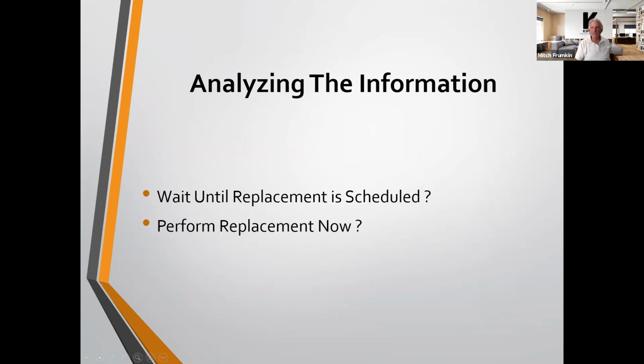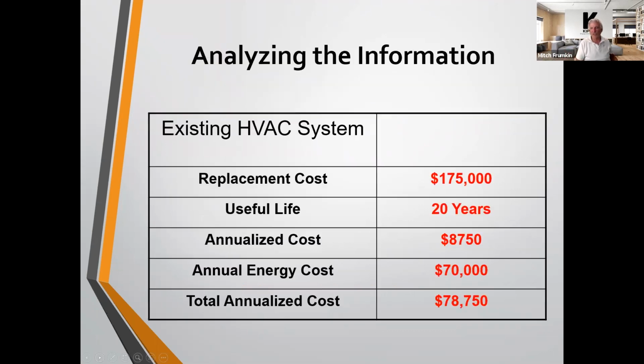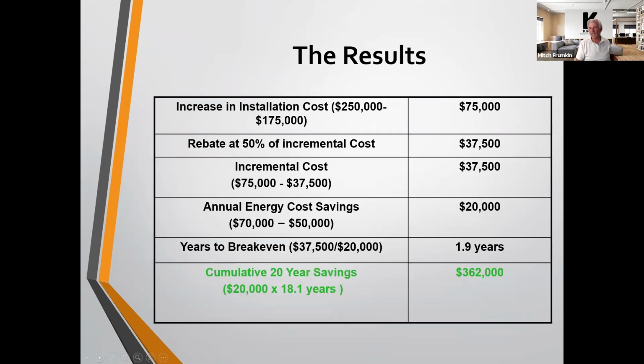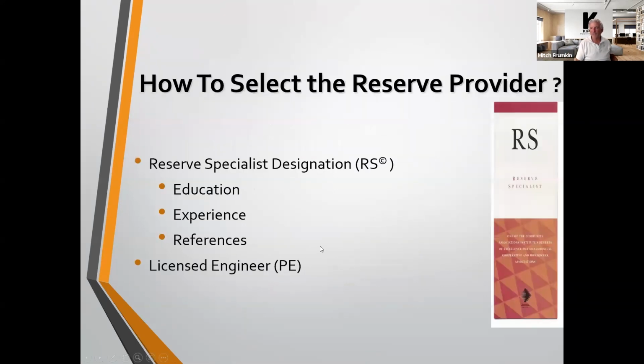So once you get this information, let's say it says replace your air conditioning system in 3 years with a high efficiency air conditioning unit. You may decide to replace it now because the break-even period is 3 years and you don't want to wait until the future to do it. This is just an example of an air conditioning system, HVAC. It's essentially what I just said. In this case, by going high efficiency, even though it costs more, you're saving $362,000.